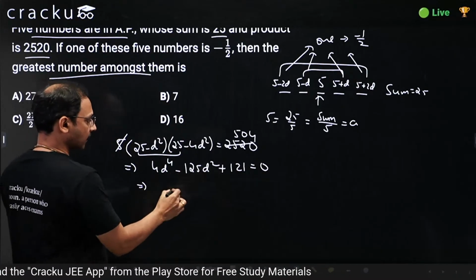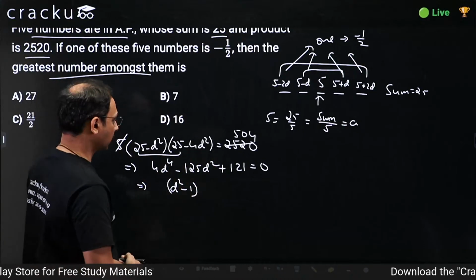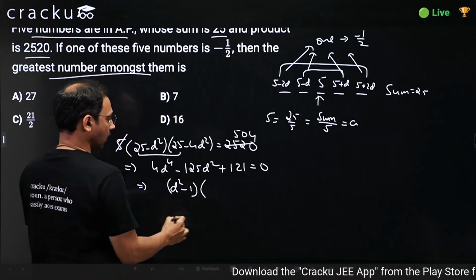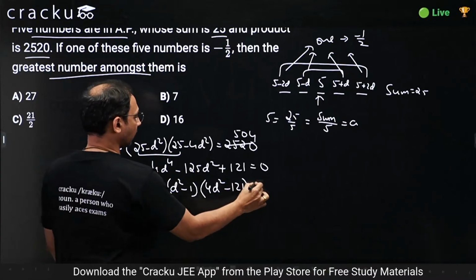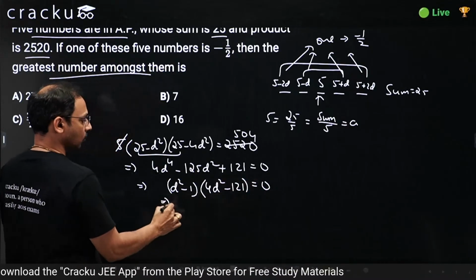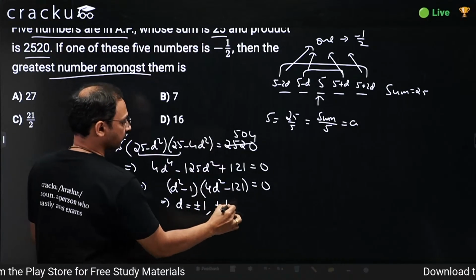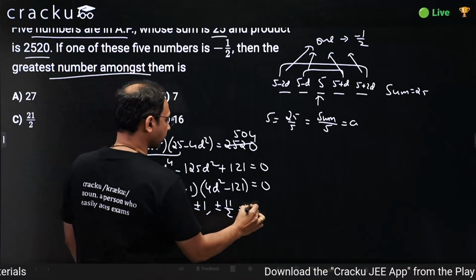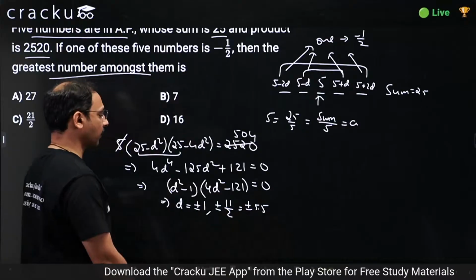I can clearly see that D square is equal to 1 is a root because the sum of coefficients is 0: 4 plus 121 minus 125. Then I'll get the other factor as 4D square minus 121. So I'll get common difference as plus or minus 1 or plus or minus 11 by 2, which is basically 5.5, or 5 plus or minus 5.5.